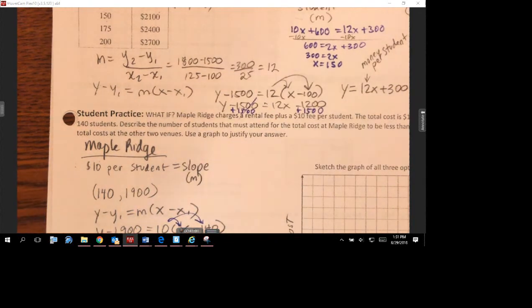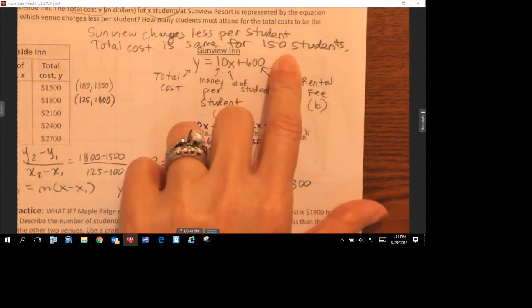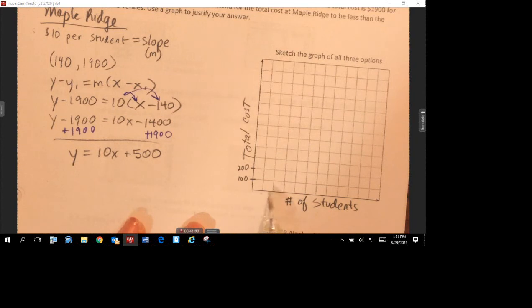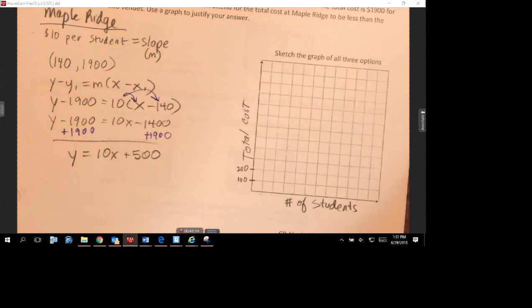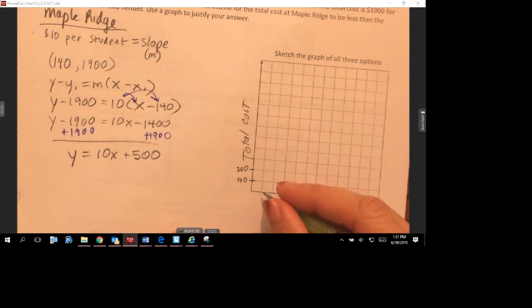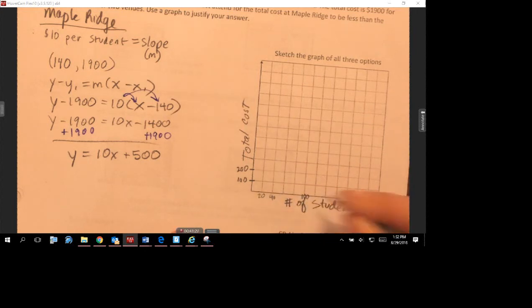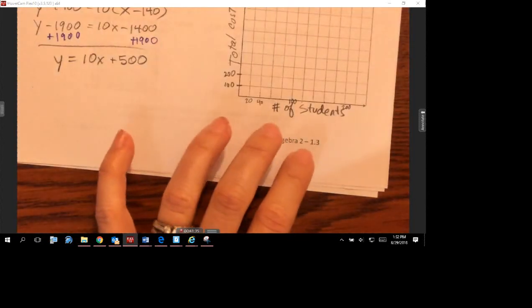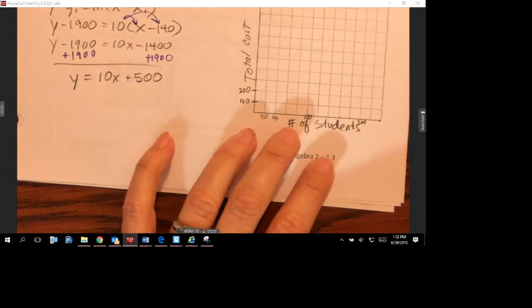How many students was it when the two were equal in that previous one? 150. So what do you think? 20? Let me see. 20, 40. 1, 2, 3, 4, 5. 20 could work. Okay. 20. Sure. I labeled a few of those points, just so we can tell what we're playing with. And we'll graph each of these.